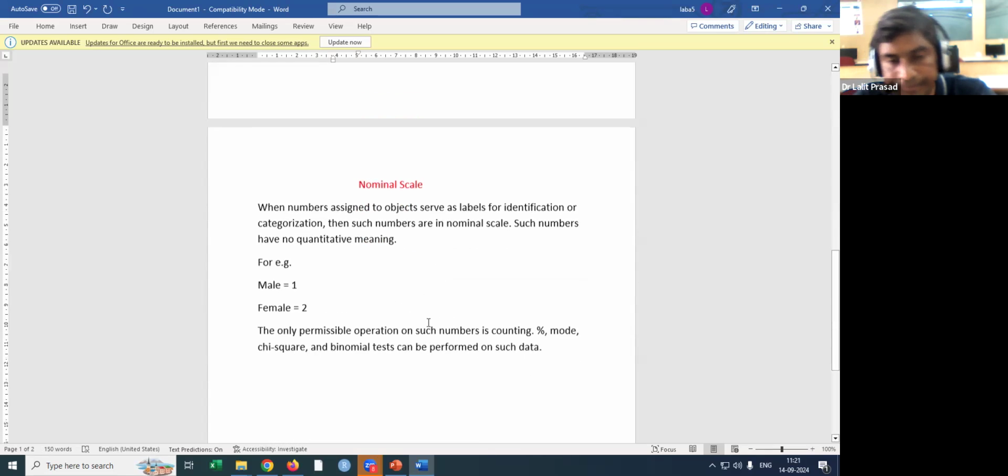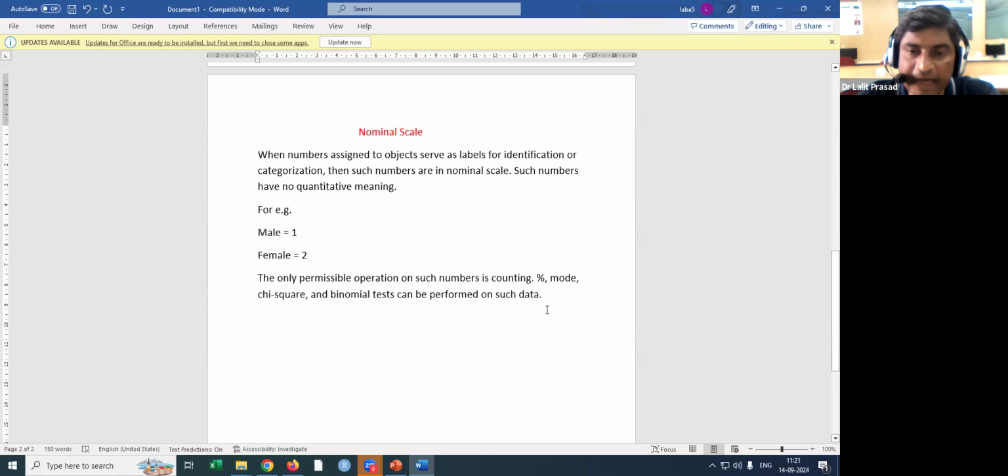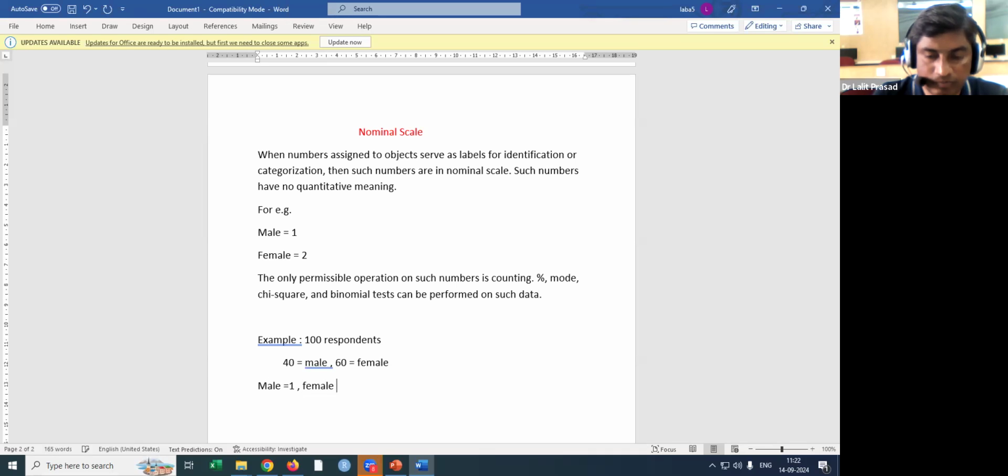Now suppose, I am giving you an example to understand this. We have collected data from 100 respondents, in which 40 are male and 60 are female. Male is coded by 1, and female is coded by 2.